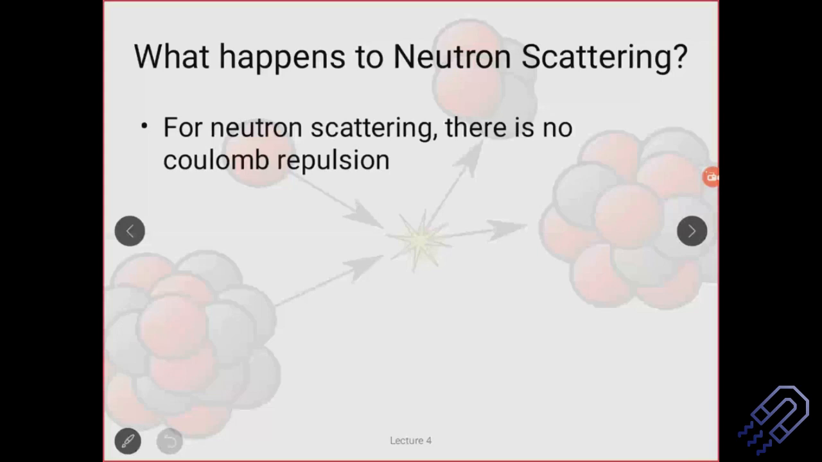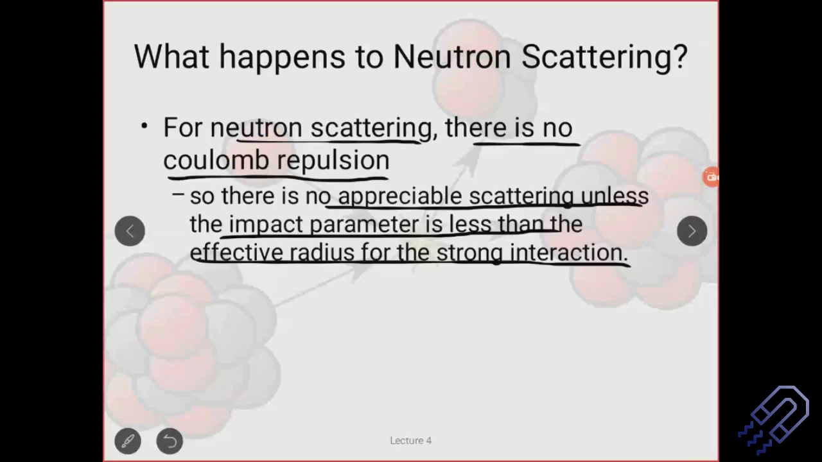So there is no appreciable scattering unless the impact parameter is less than the effective radius for the strong interaction. I'm going to tell you what the impact parameter is in the next slide. I think you've already studied it, but I will do it anyway, because we need it more and more. In this sentence, it simply means that if the neutron is very close to the nucleus, only then is it going to show a deflection. Else, there will not be any deflection because of the absence of Coulomb repulsion.